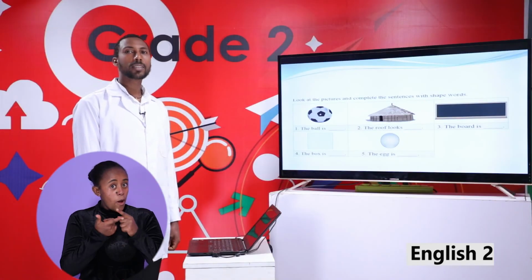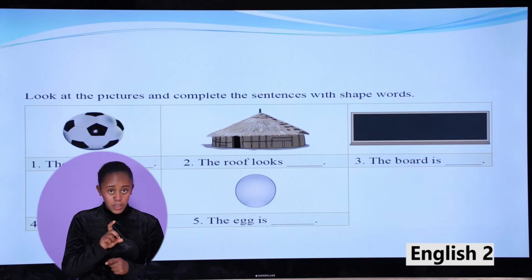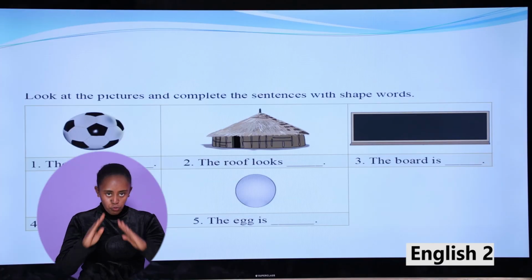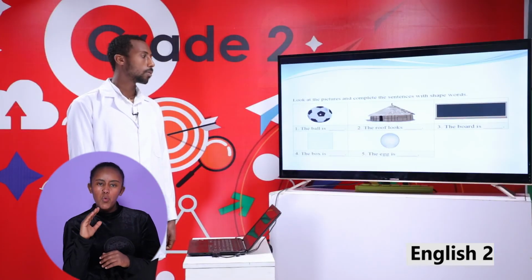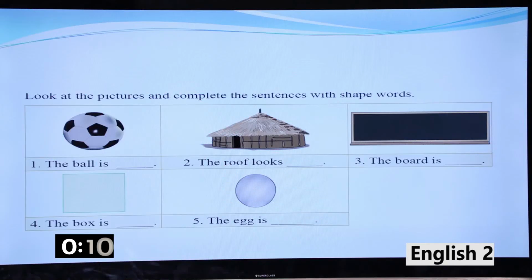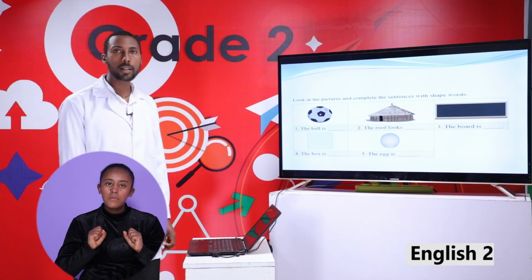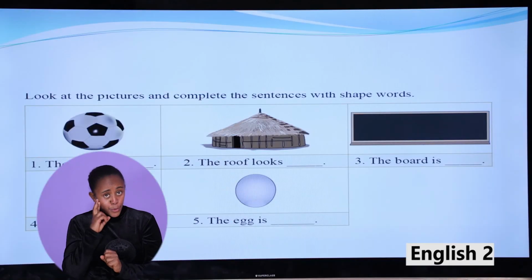Number two, students, please see carefully the second question. The roof looks dash. So, I give you 10 seconds for this question. You have to put your answer. Thank you, students. The answer is what? The roof looks triangle because the roof has a triangle shape.